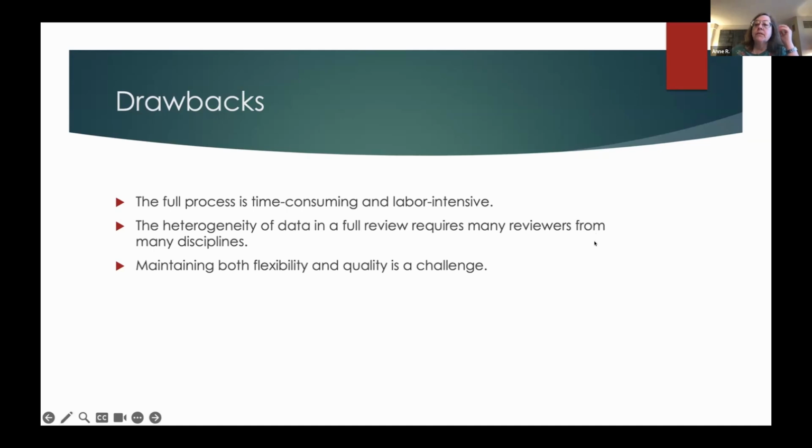We try to be as flexible as possible. We've tried reviewing in different ways. We're very concerned to make sure that the actual quality of the review that's done is the important thing.